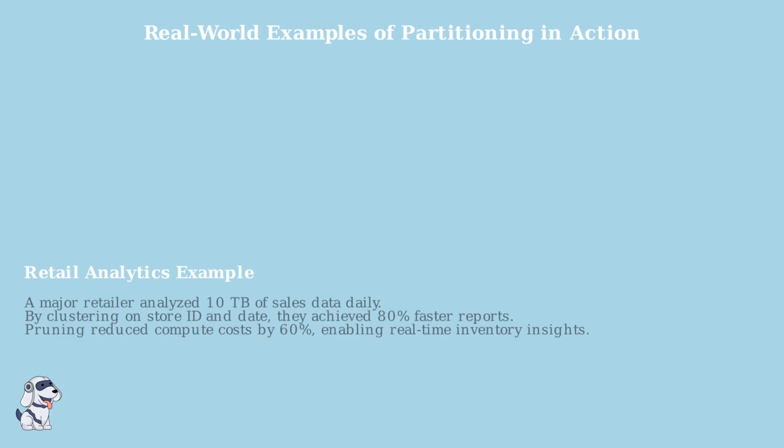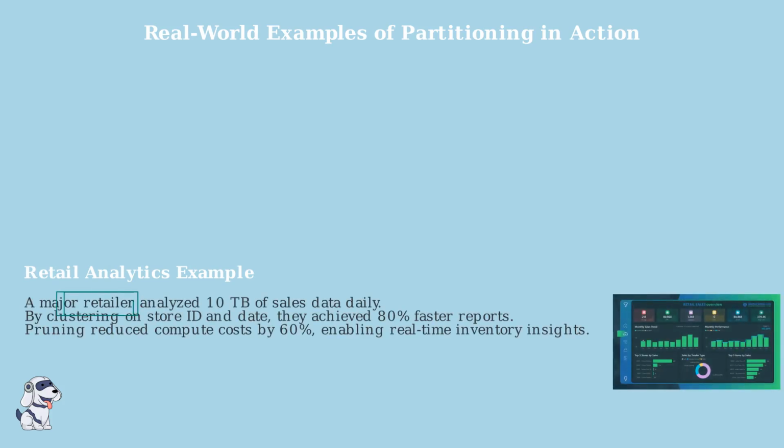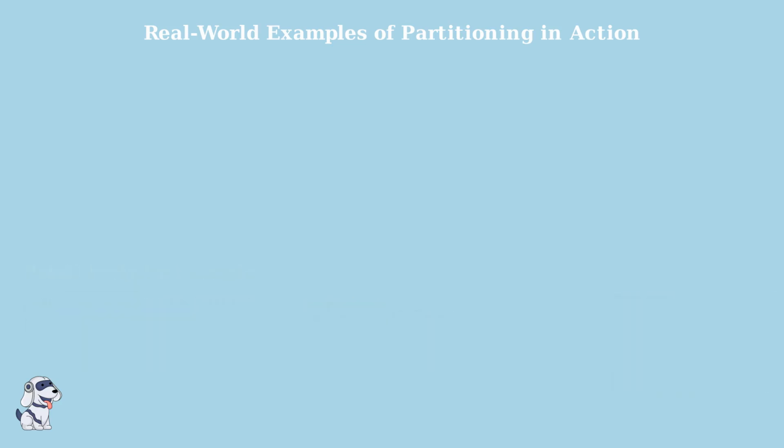Real-world applications highlight micro-partitioning's impact on performance and cost savings. A major retailer analyzed 10 terabytes of sales data daily. By setting clustering keys on store ID and date, they achieved 80% faster reports. Partition pruning reduced compute costs by 60%, enabling real-time inventory insights during peak seasons.